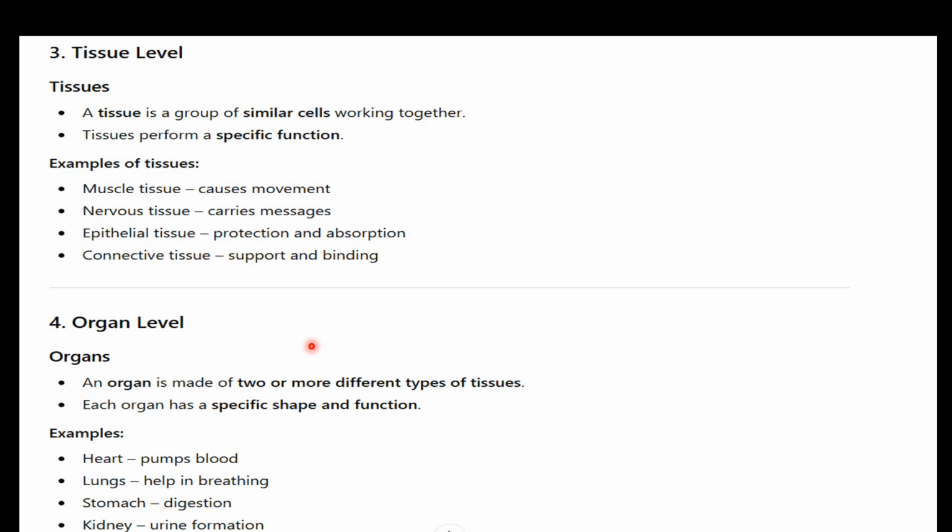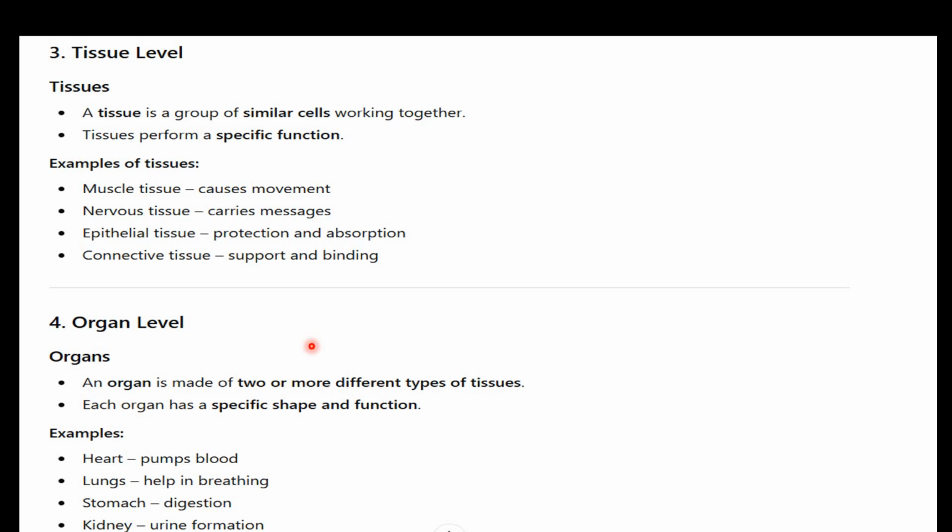Then we have the next level, that is the organ level. In the organ level, organs are considered. So what are organs? An organ is made up of two or more different types of tissues. If two or more different types of tissues group together and work together, we consider that an organ. And each organ has a specific shape and function.